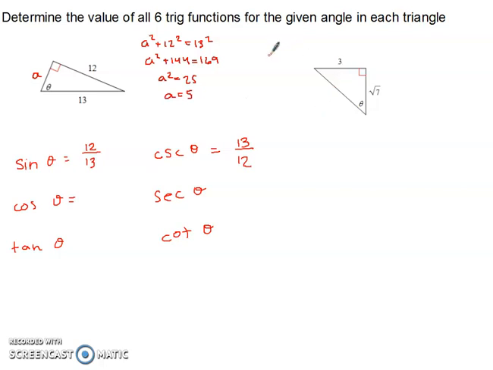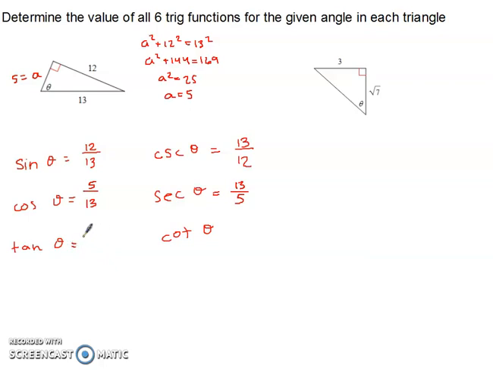Since we're not in a coordinate plane, we're just talking about a distance here, I have a positive 5 representing that length. So then the cosine is my adjacent leg, which is 5, over my hypotenuse, which is 13. My secant is the reciprocal, so 13, my hypotenuse, over the adjacent, which is 5.